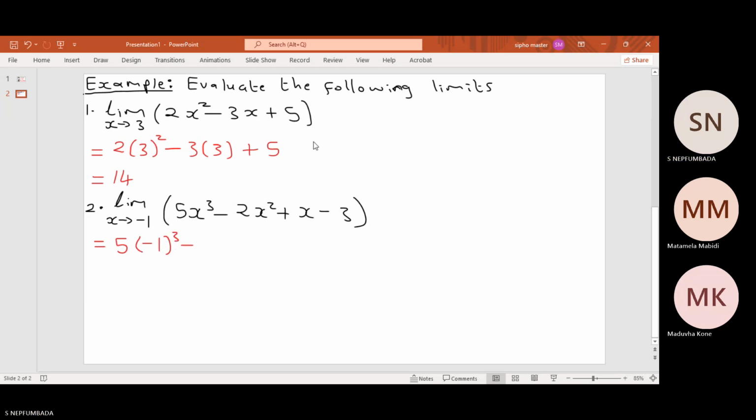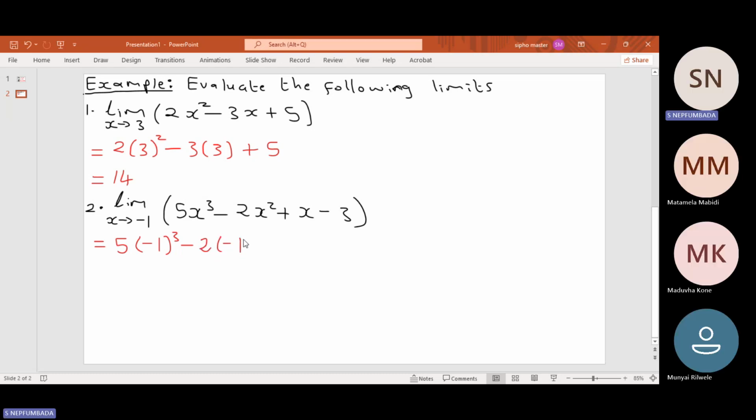Is that so? Then -2 into -1 to the power 2, plus -1, minus 3. Then when you press your calculator, what do you get? -11. Can you see that we're trying to push slowly but surely? Can we proceed?